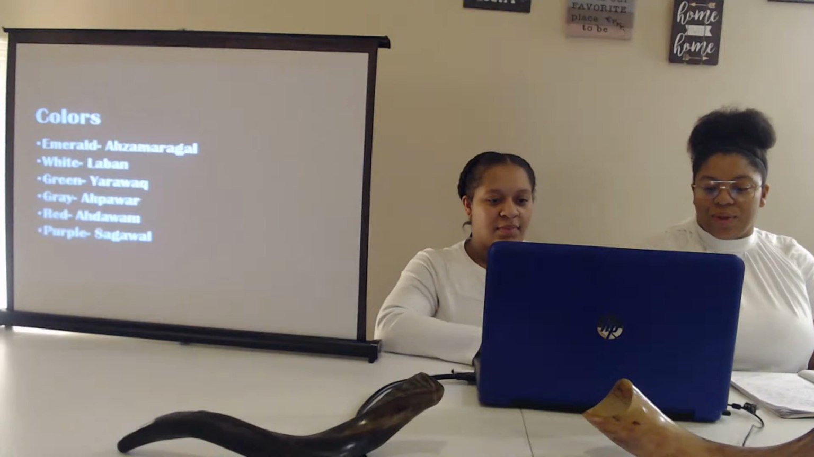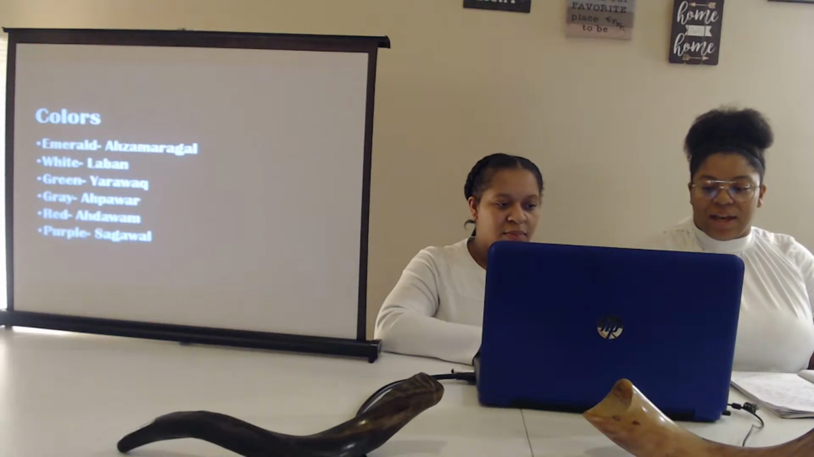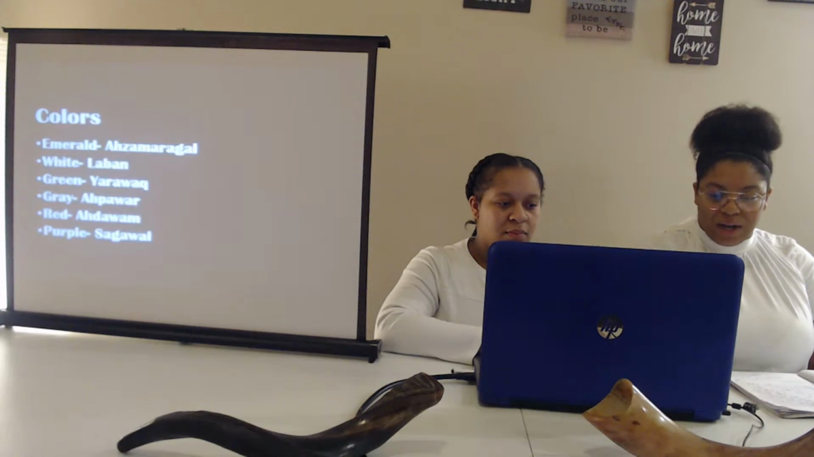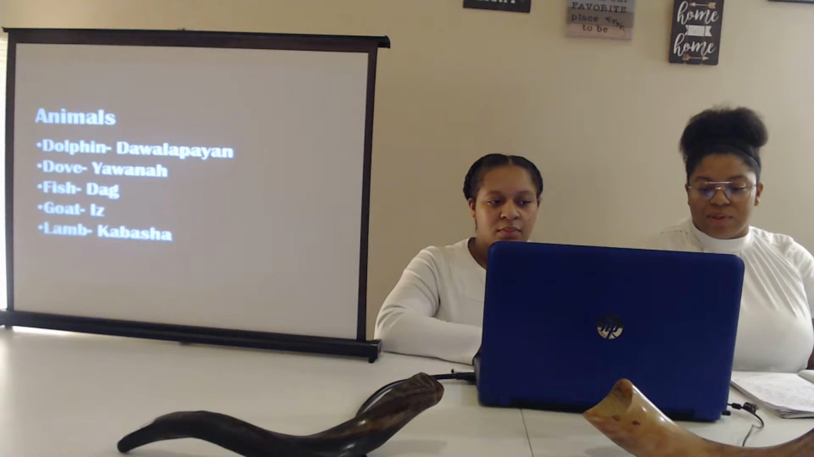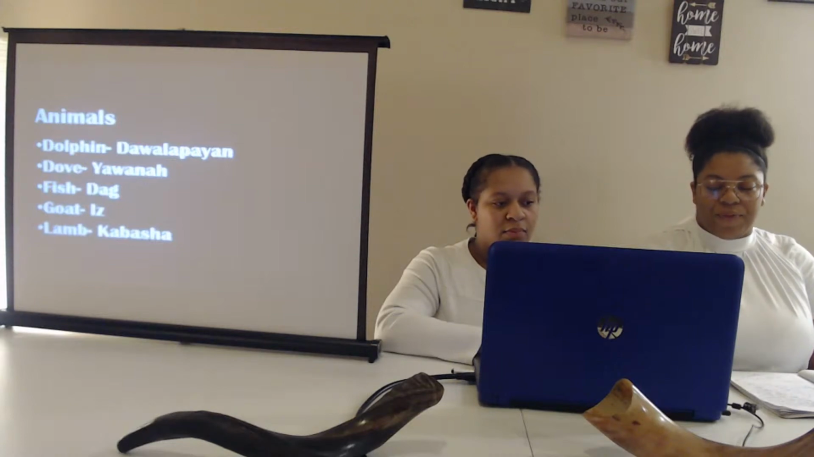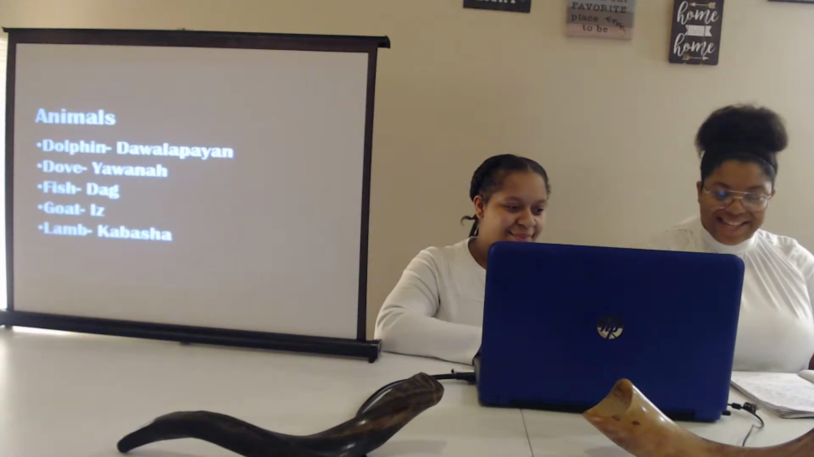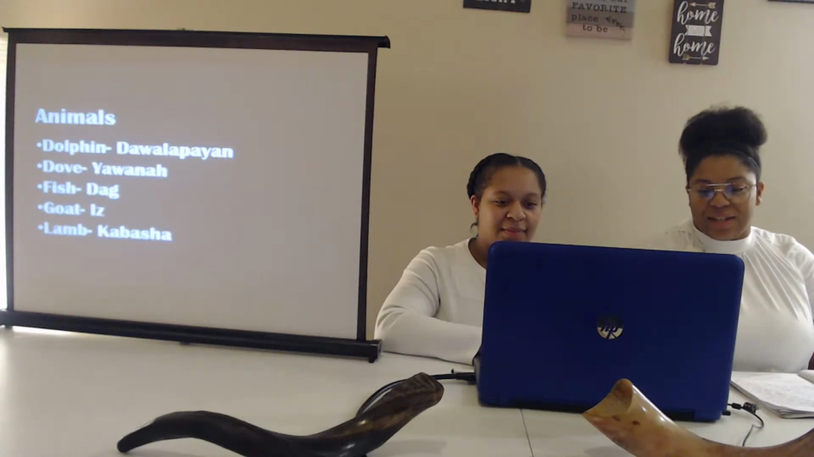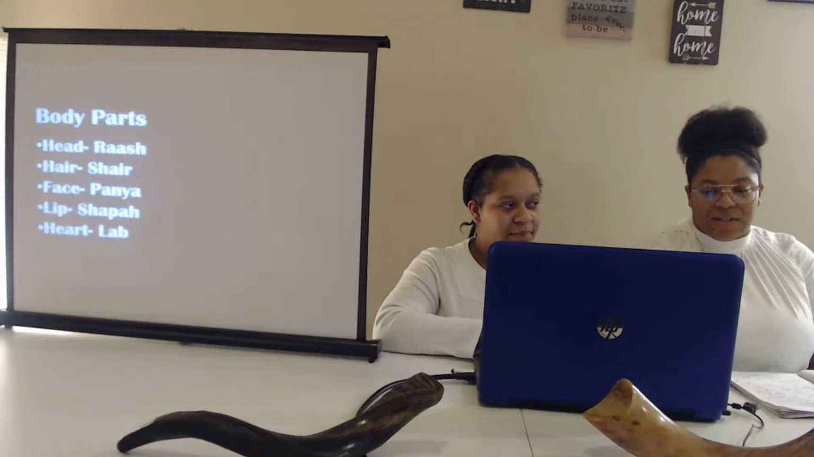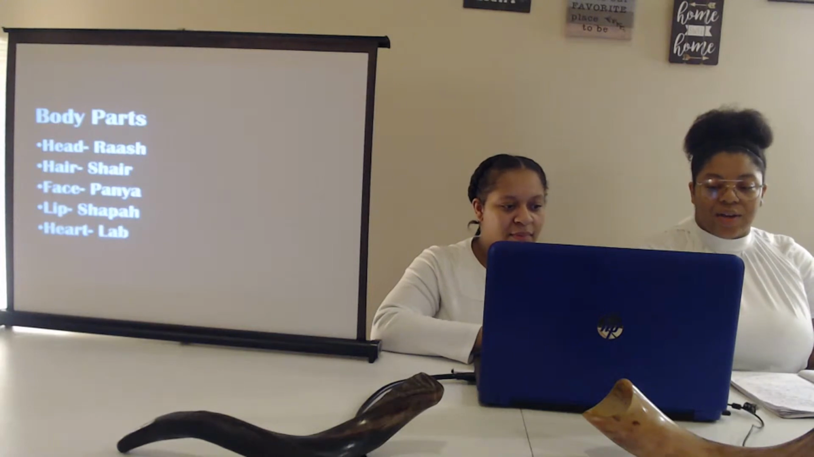Going through the colors, these are some of them we learned. Emerald is Azamar Ragal, white is Laban, green is Yarak, gray is Apawar, red is Adawam, and purple is Sagawa. We went through the animals. Dolphin is Dawa Lapayan, dove is Yawana, fish is dog, goat is, lamb is Kabasha. Now for the body parts, we learned head is Ra'ash, hair is Sha'ar, face is Panya, lip is Shapah, and heart is Lav.